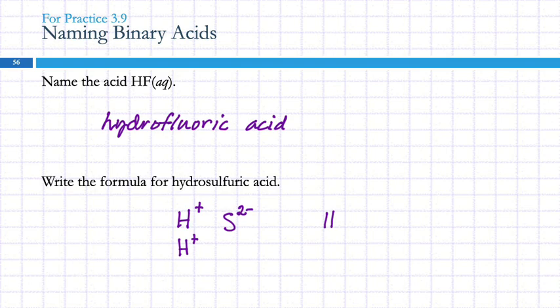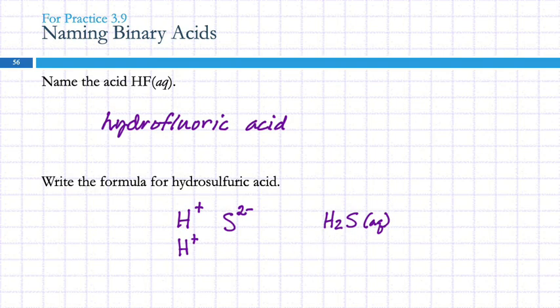So this is going to be H2S, and ideally we would put aq behind it. In some situations, if it's not aqueous, it would be named as a binary molecular compound, so dihydrogen sulfide. I'm not going to make you remember that distinction, but if you see it that way, that's why.